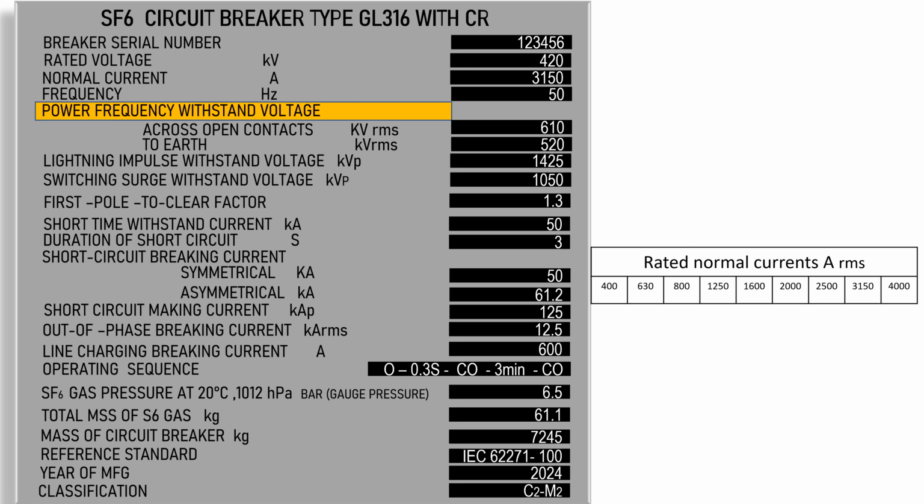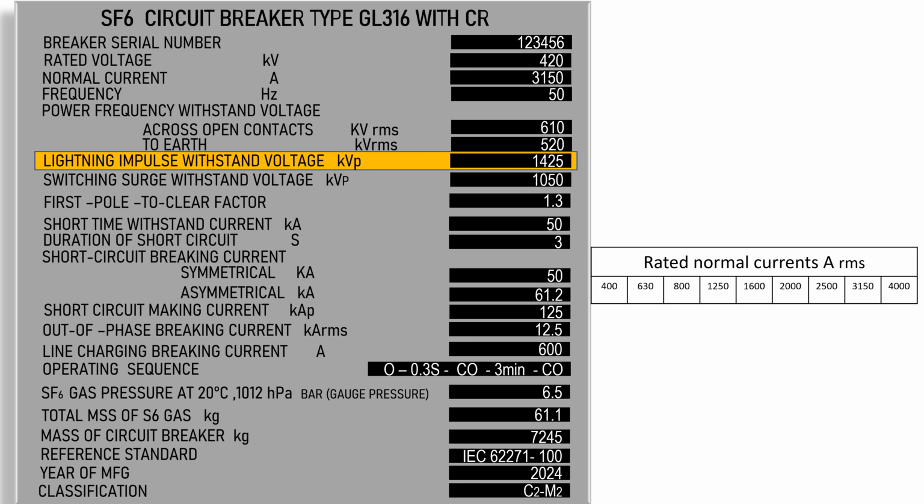These capabilities are verified by conducting a power frequency voltage withstand test. For a 400 kV circuit breaker, IEC defines 610 kV RMS voltage value between open contacts and 520 kV RMS with earth of the circuit breaker.